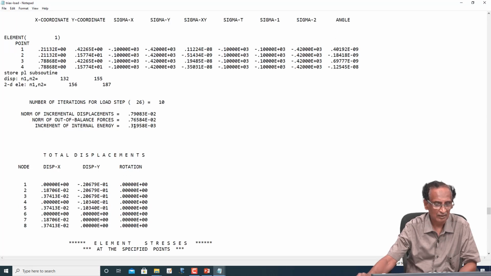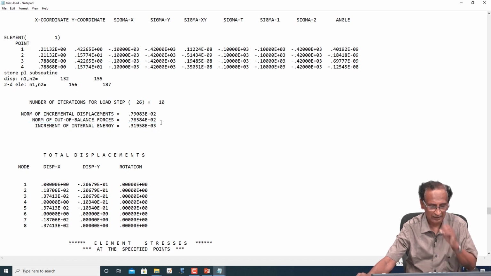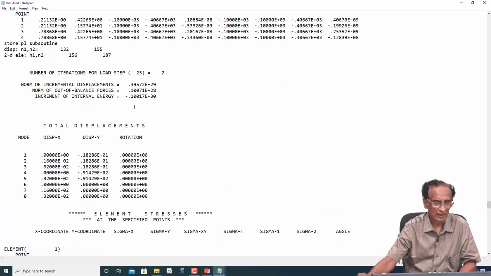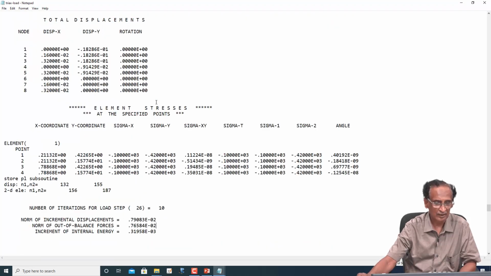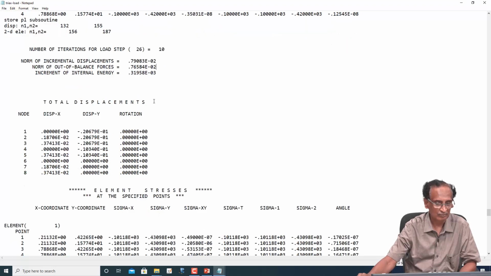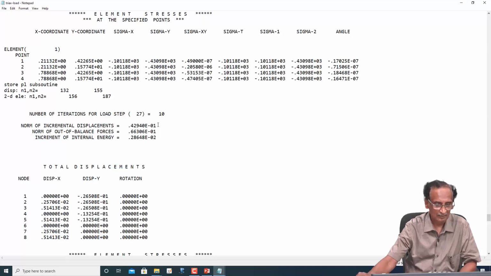When you look at this outer balance force norm, it is not exactly 0, it is some value, 0.76%, whereas in the elastic limit it is 10 to the power of minus 28, but here it is 10 to the power of minus 02. Okay.